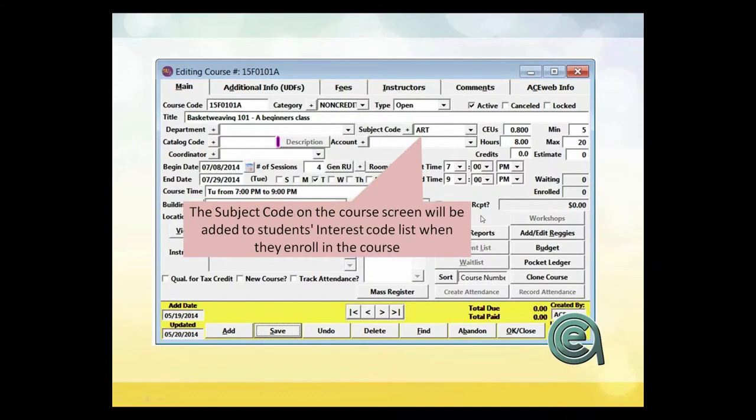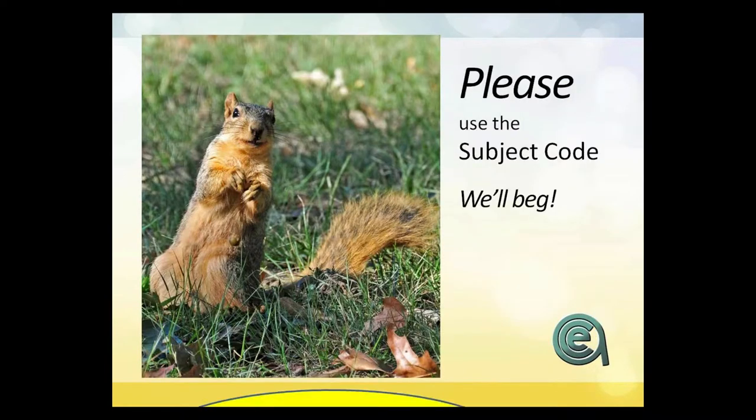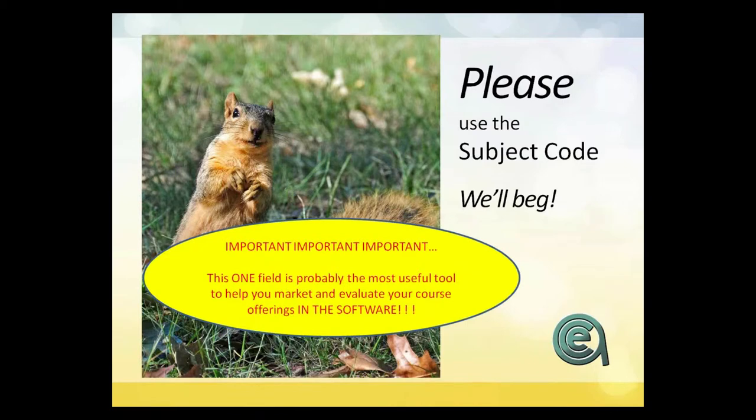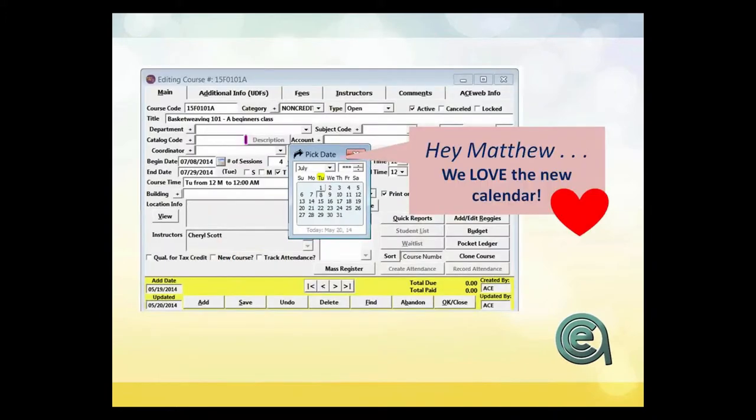All right, subject code. Subject code is so important. And again, if you add it, they will come. No, not quite. But anything when you put a subject code in the course screen, when a student enrolls in that class, it will be added to the student's interest code list. So again, this is probably one of the most important fields you can use for marketing programs and doing your statistical analysis evaluation of your programs.